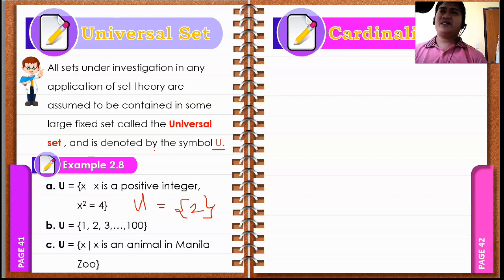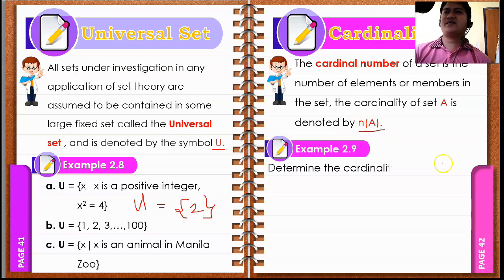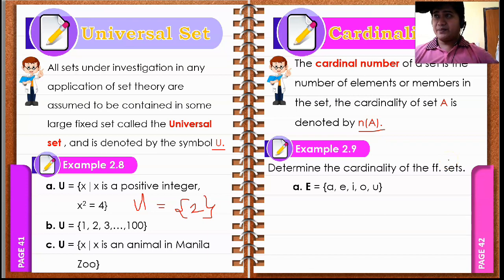When we say cardinality, the cardinality number of a set is the number of elements or members in the set. The cardinality of set A is denoted by this symbol. So let's have an example. Determine the cardinality of the following sets.